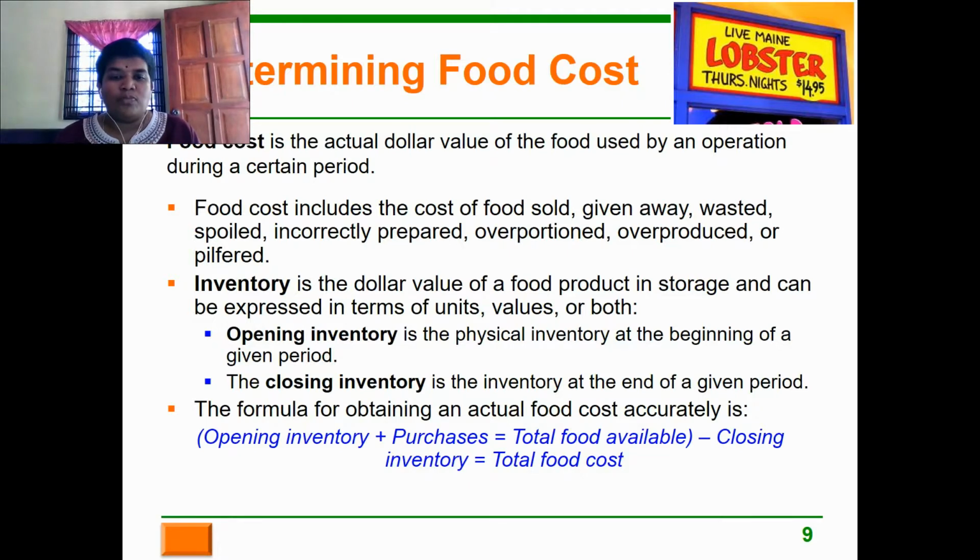Okay, so the formula for obtaining an actual food cost accurately is stated here. Opening inventory plus purchases, and you will get total food available. Once you get the total food available, you minus the closing inventory, and you will get the total food cost. I'm repeating again: opening inventory plus purchases, you will get total food available. When you minus the closing inventory from the total food available, then only will you get the total food cost.